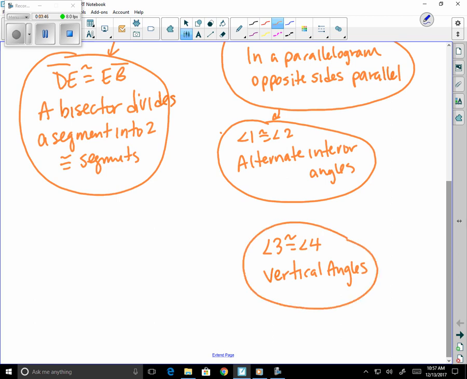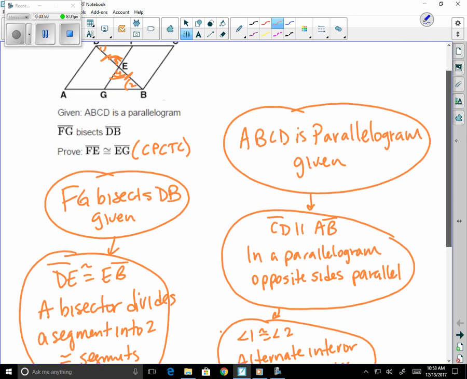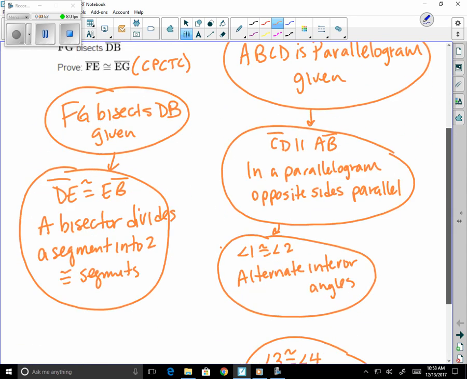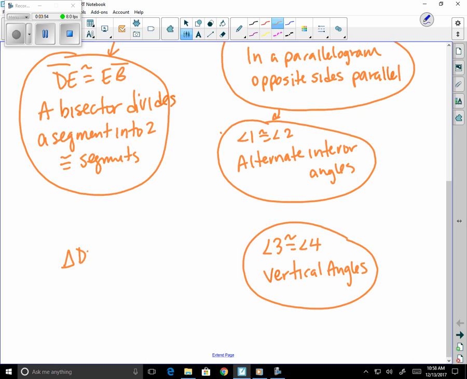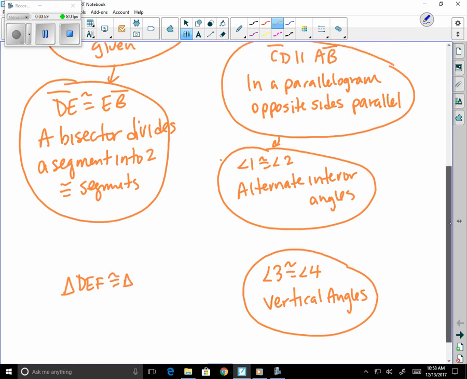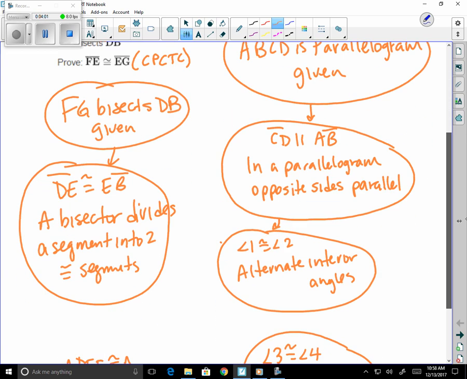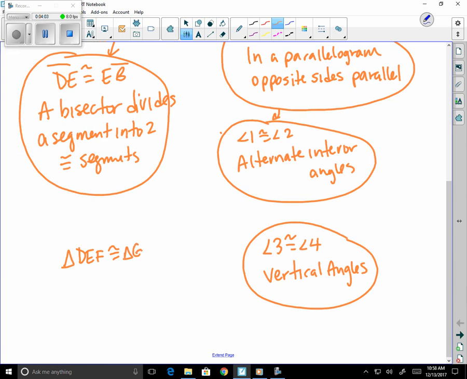So then I could say the two triangles are congruent to each other. So our triangles are going to be DEF and triangle GEB. And the reason why is angle side angle.